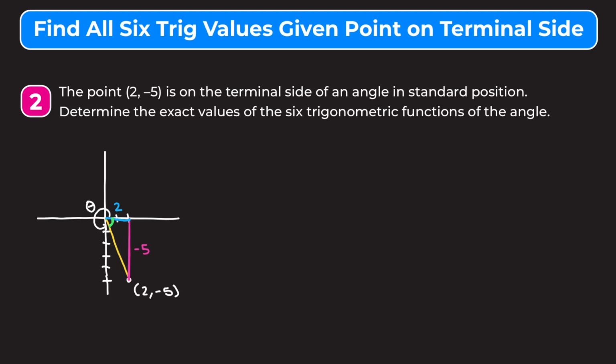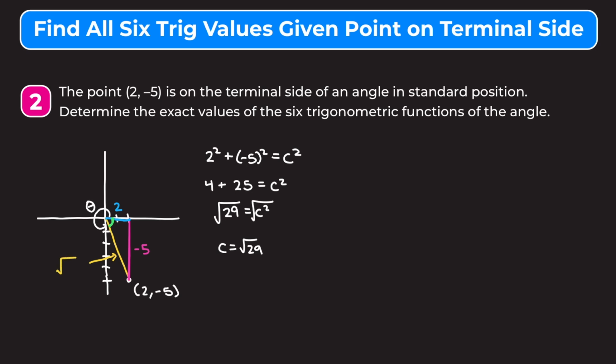So we're going to do the Pythagorean theorem. So we're going to say that 2 squared plus negative 5 squared is equal to c squared. 2 squared is 4. 5 squared is 25. This is equal to c squared. And 4 plus 25 is 29. Square root both sides to get that c is equal to the square root of 29. And we are just going to leave that as is. So I'll just put an arrow. And our hypotenuse is always going to be positive. So your legs can be positive or negative, but the hypotenuse will always be positive.